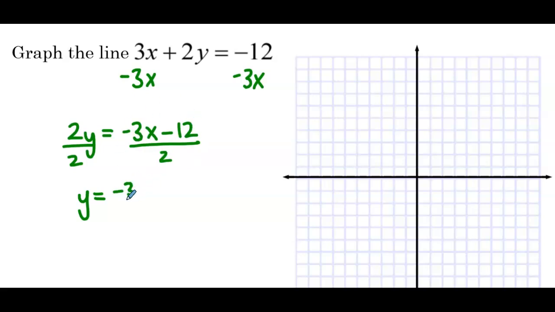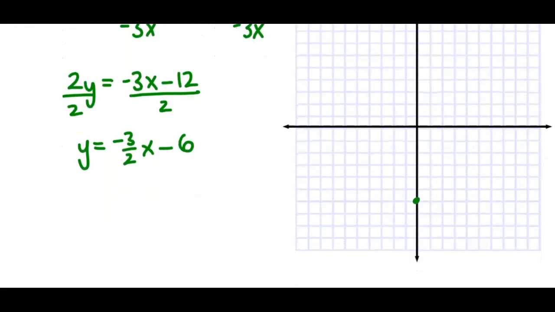So it's going to be -3 over 2x, and then 12 divided by 2 is 6. Hey, don't just divide the 12 by 2. Remember, we're dividing each individual term by 2. So now that we have our equation, the y-intercept is (0, -6), and the slope is -3 over 2.